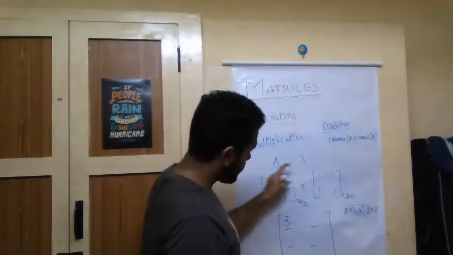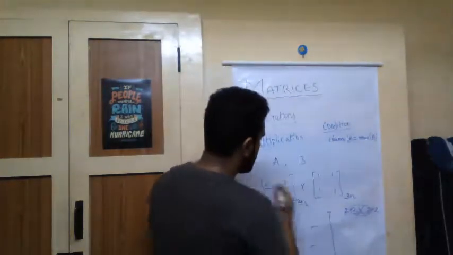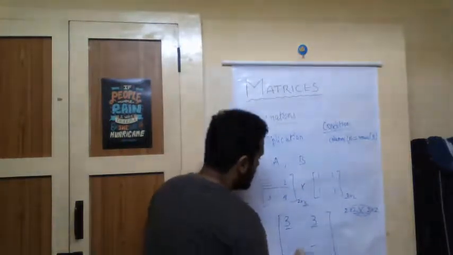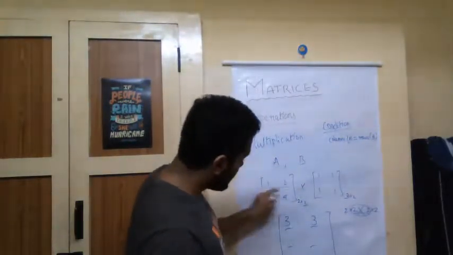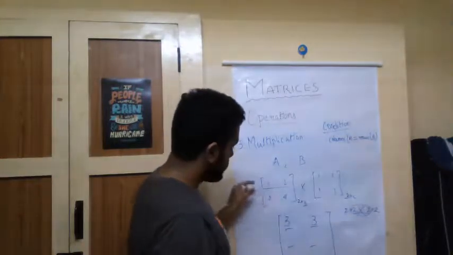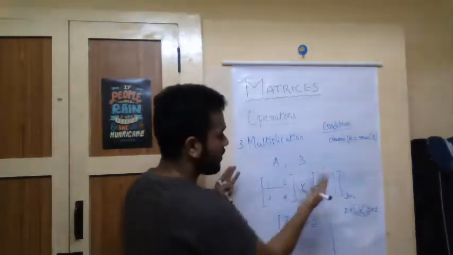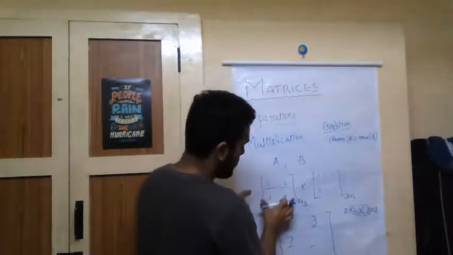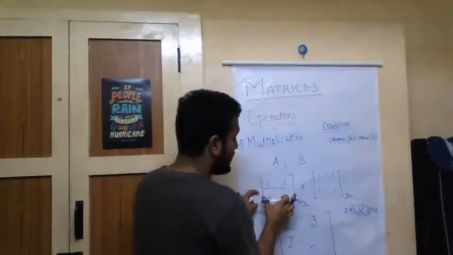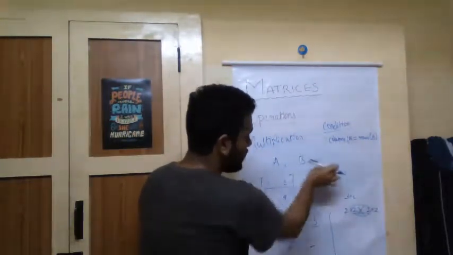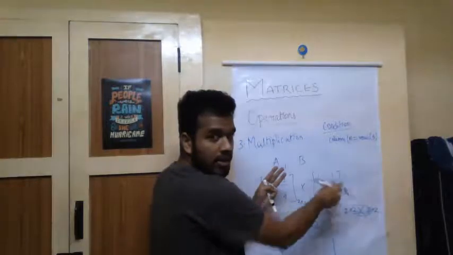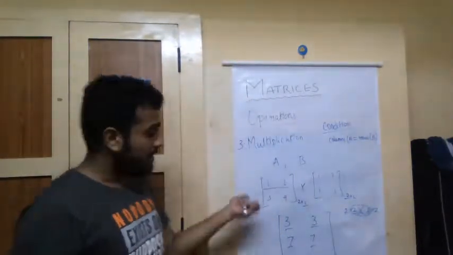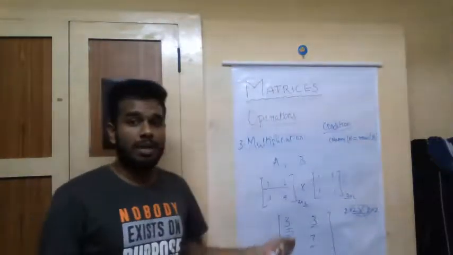Same thing for this one. We have to multiply this first row with the second column. So 1 into 1 is 1, 2 into 1 is 2, 1 plus 2 is 3 again. For the third one, we have to multiply the second row with the first column. So 3 into 1 is 3, 4 into 1 is 4, 3 plus 4 is 7. Same way, for the fourth one, we have to multiply the second row with the second column. 3 into 1 is 3, 4 into 1 is 4, so 3 plus 4 is 7. So there you go. This is the resultant matrix. That's how it's done when they're of similar dimensions.